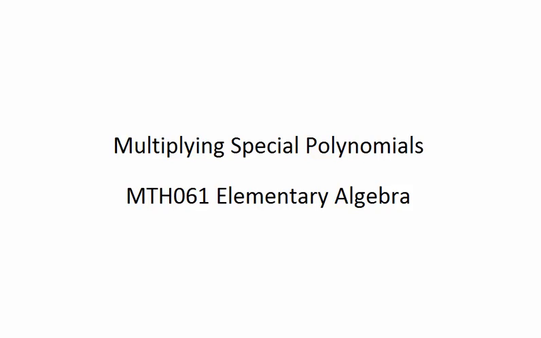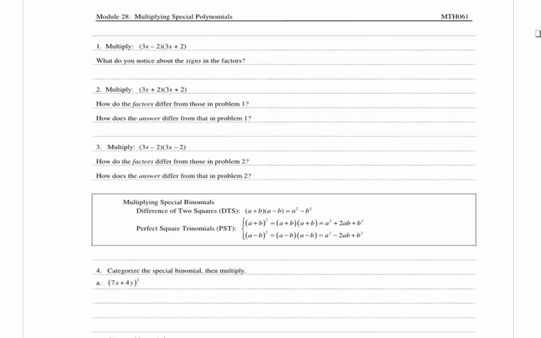In this video, we're going to be multiplying special polynomials. In 1, it says multiply 3x minus 2 times 3x plus 2. So we're going to FOIL. So we have first terms, 3x times 3x is 9x squared.